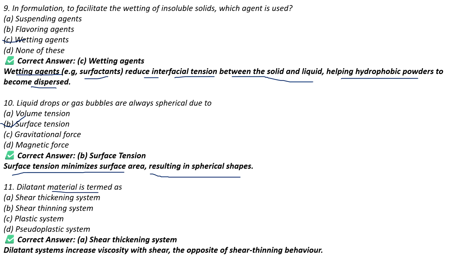Moving on to the next question. Dilatant material is termed as: options given are shear thickening system, shear thinning system, plastic system, pseudoplastic system. So dilatant systems increase the viscosity with shear, the opposite of shear thinning behavior. So we can say option A, shear thickening system, is termed as dilatant material, or dilatant material is termed as shear thickening system.